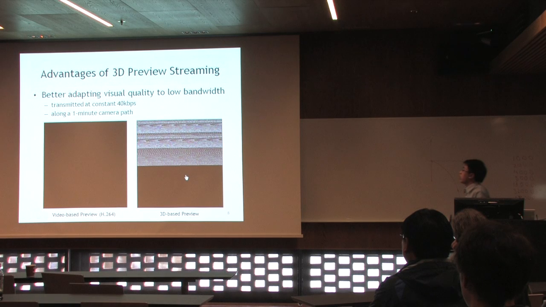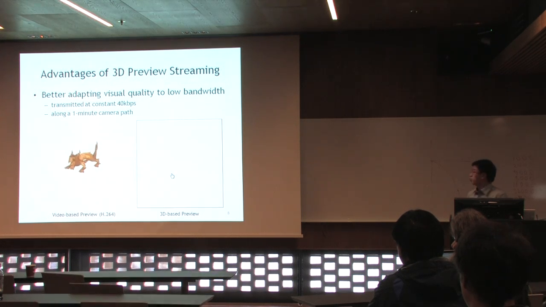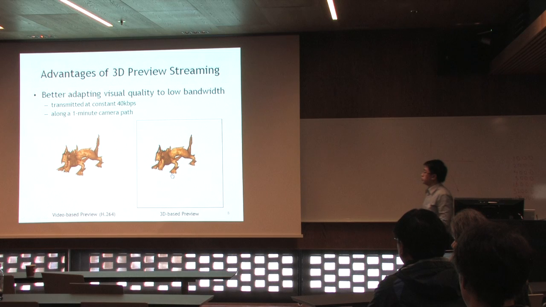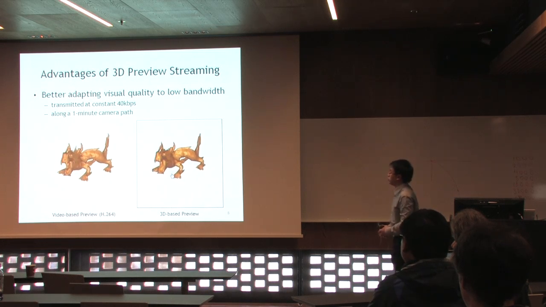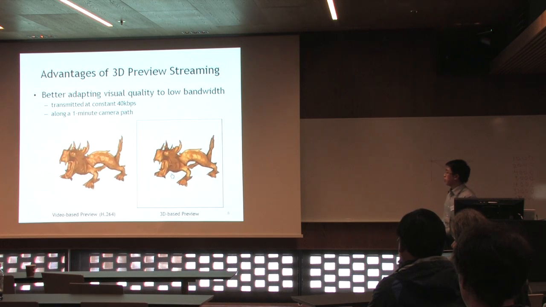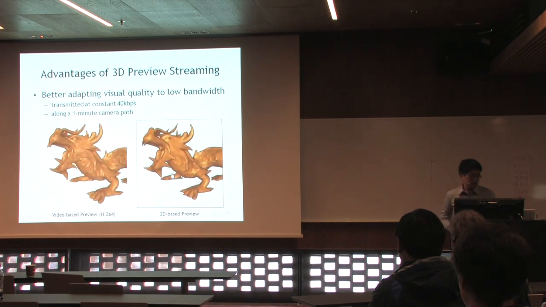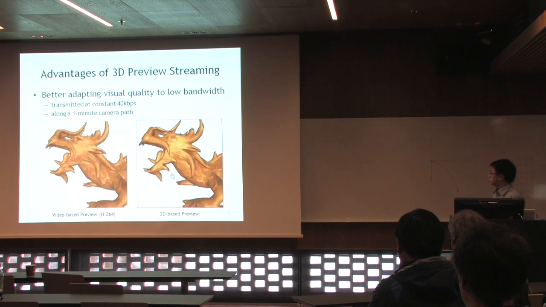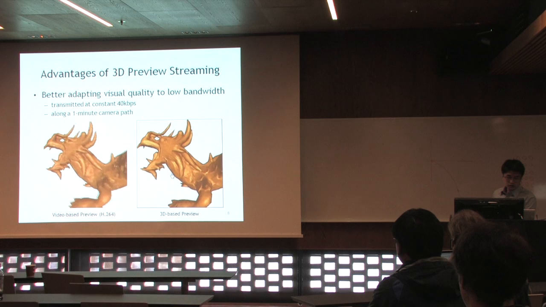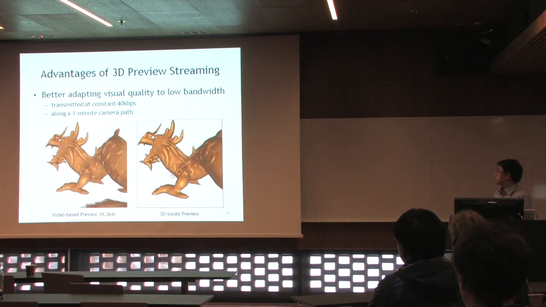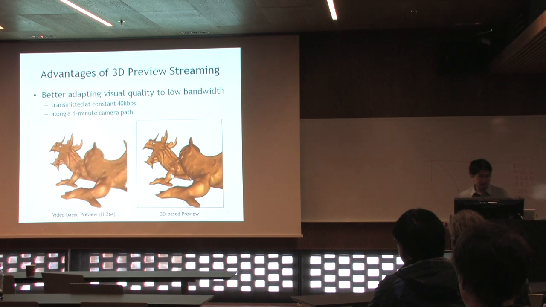The second advantage is that 3D preview streaming can better adapt video quality to low bandwidth. The video shows the comparison between the video-based preview and the 3D-based preview. We can see in the video-based preview, blocking artifacts are visible on the screen, and some details on the mesh surface are lost. But in the 3D-based preview, the screen is clear, and the details are visible and refined.